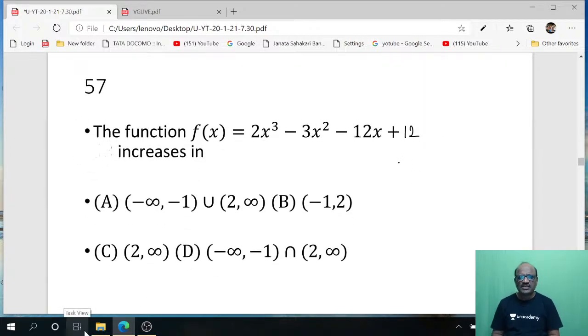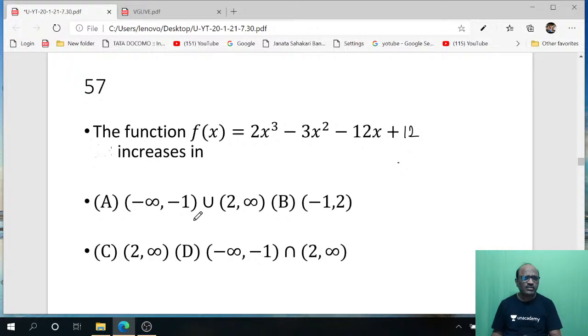This is the question. Again, this is an important question, that is to find out the values for which the given function increases. We want to find out the interval. The function f of x is equal to 2x cube minus 3x square minus 12x plus 12 increases in which interval? The first A is minus infinity to minus 1 union open interval 2 to infinity, B open interval minus 1 to open interval 2, C is open interval 2 to infinity and D is open interval minus infinity to minus 1 intersection open interval 2 to infinity.